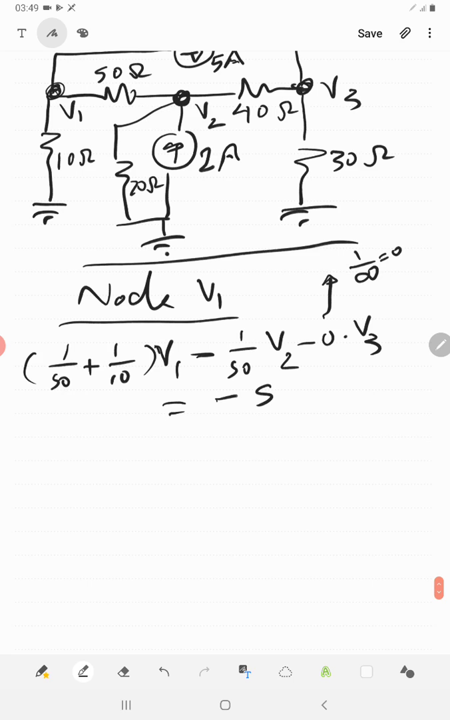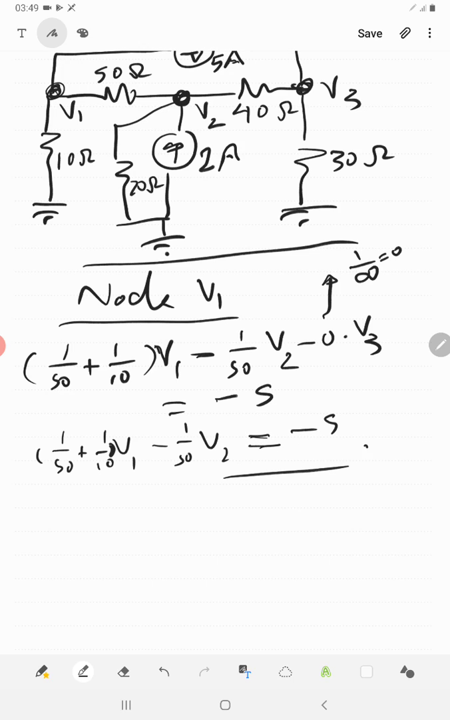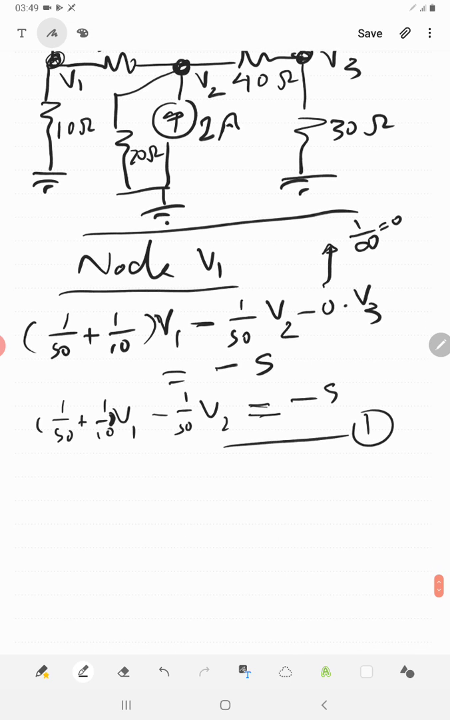So we have simply 1 over 50 plus 1 over 10 times V1. Okay? Minus 1 over 50 times V2 equal minus 5. And this is equation 1. Okay? Now let's go to equation 2.